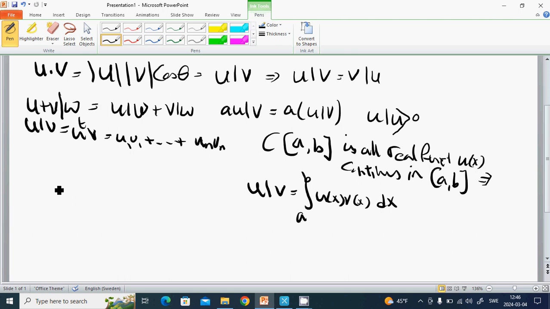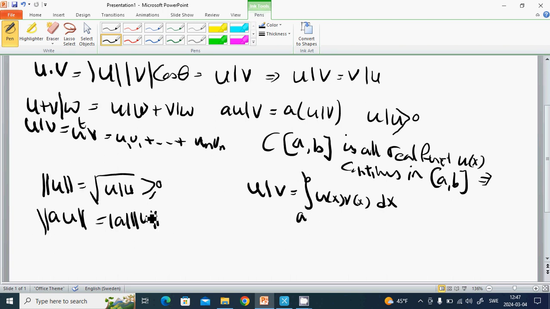And we are going to define the norm of a vector as the square root of u·u, and it is always greater than or equal to 0, and the norm of a u equals the absolute value of a times the norm of u.